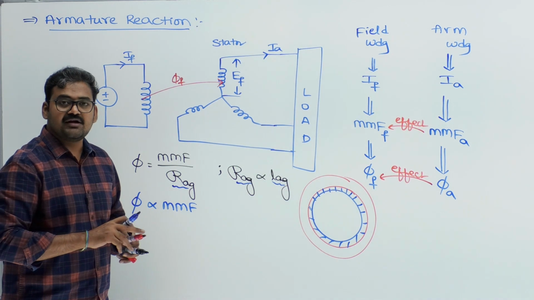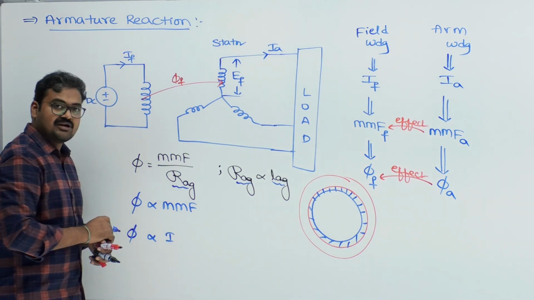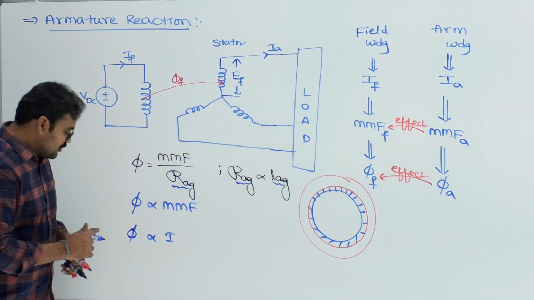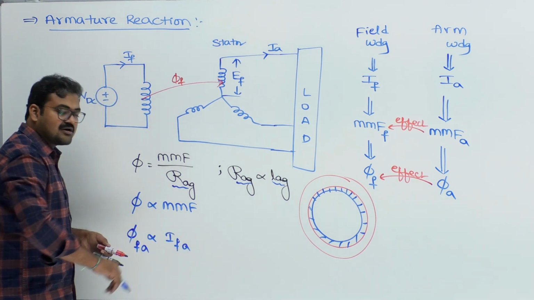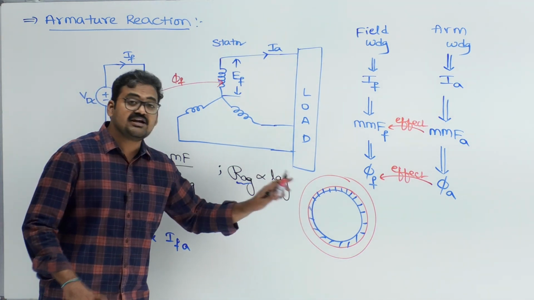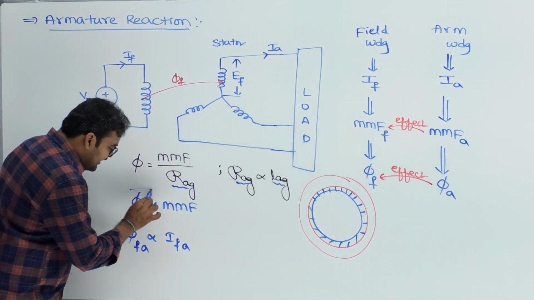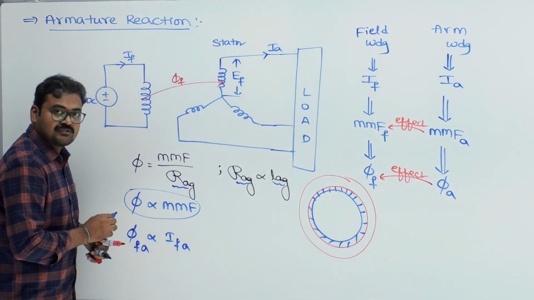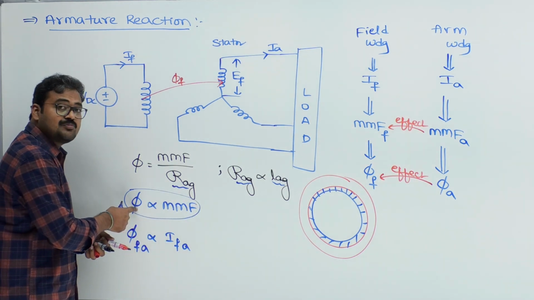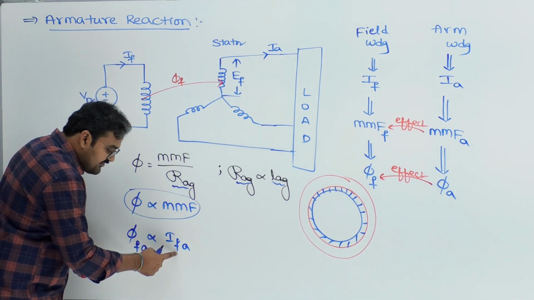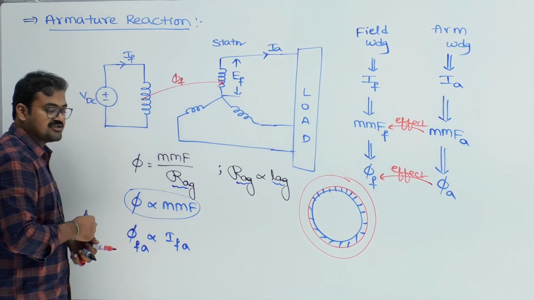Number of turns into current. Once a construction is completed, the number of turns is constant. Therefore, flux is proportional to current ultimately, because the number of turns is constant. So, field flux will be proportional to field current. Armature flux will be proportional to armature current. That's all. This is for which machine? Cylindrical rotor machine. That means I can conclude that in case of a cylindrical rotor machine, flux and MMF are proportional to each other. Suppose the MMF phasor is at an angle 0 degrees, the flux phasor will also be at an angle 0 degrees. If the current phasor is at an angle 0 degrees, then the flux phasor is also at an angle 0 degrees. All are proportional to each other.